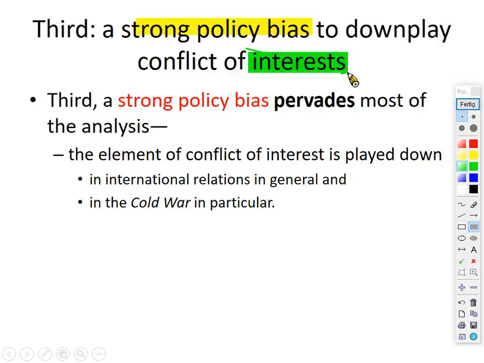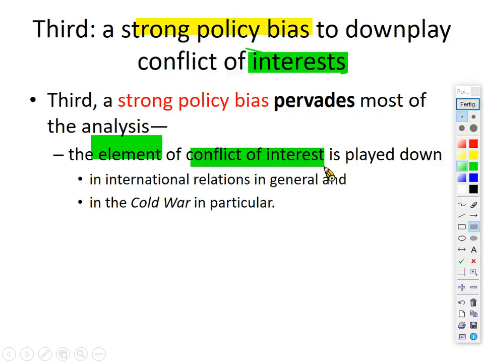If we really want to identify a person with certain interests, we need to go back to his or her early days to know the process of his or her socialization. How he became such a person today. That's why he has such interests, right? Okay? And it would be very difficult. So since it's very difficult to understand your interest, let alone the conflict of interest, the element of conflict of interest is played down.